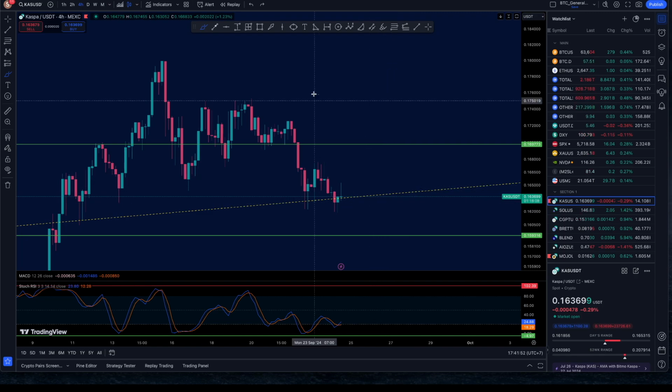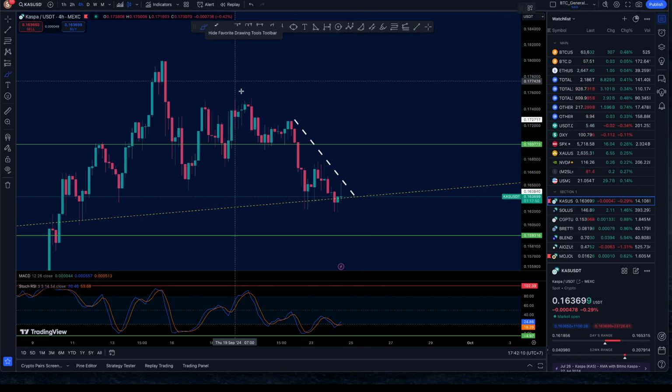Okay, so the first thing that Kaspa is going to have to follow, you guys have to anticipate, I believe, is the fact that Kaspa will have to break this downtrend, well, short-term downtrend, as you can see on 4-hourly time frame. Then things are going to look definitely much more bullish.